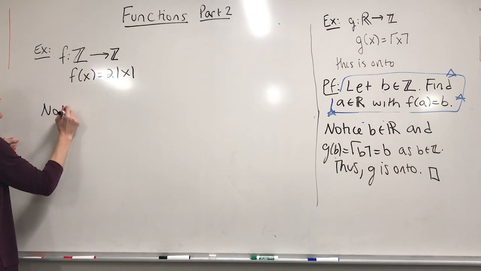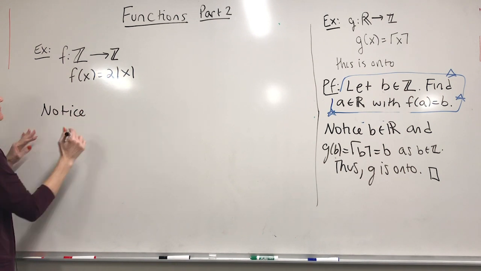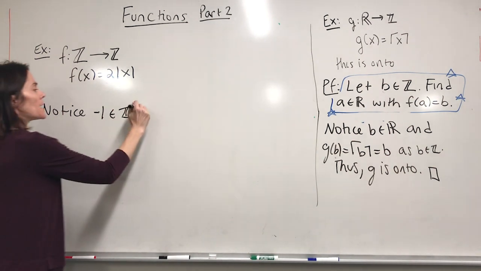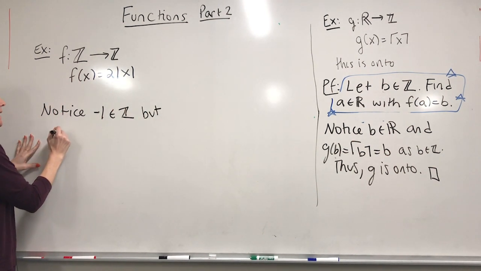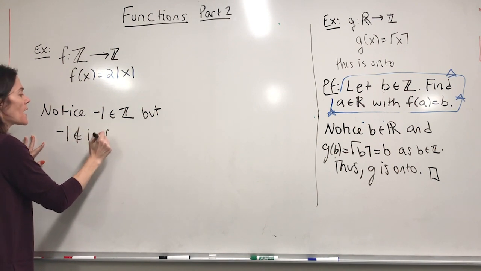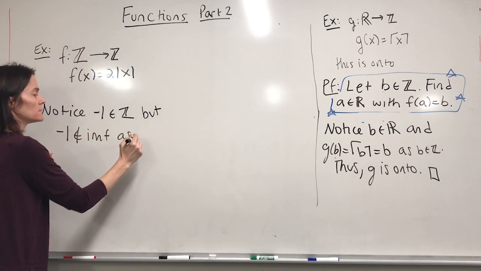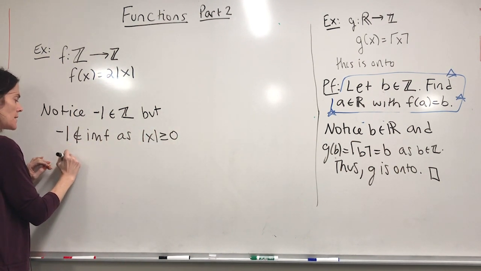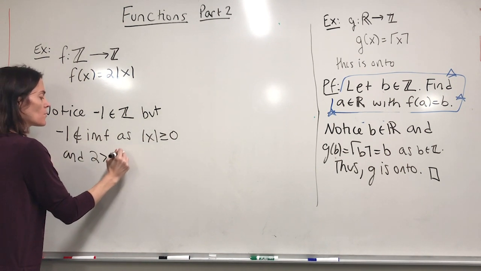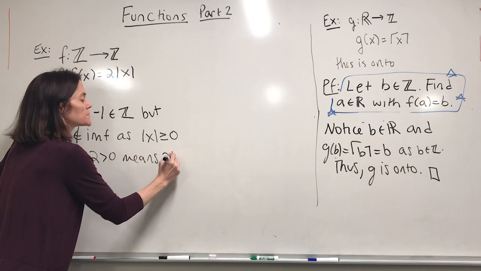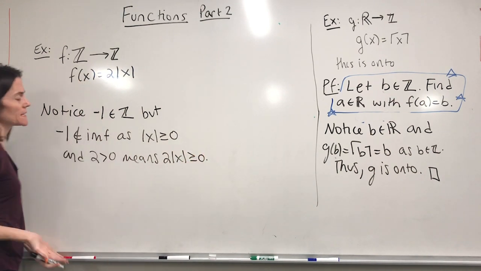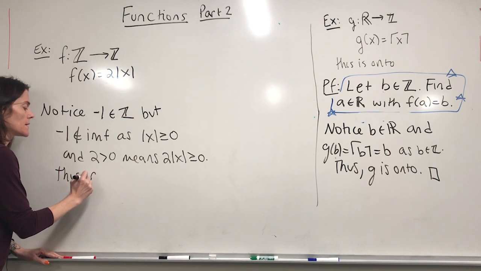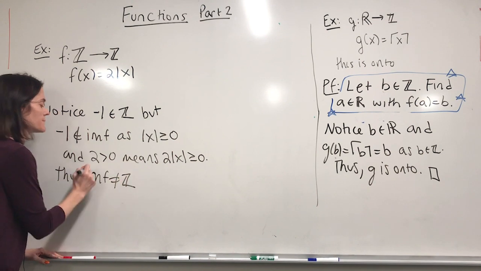So notice -1 is in Z, okay? But -1 is not in the image of f, as the absolute value of x is always greater than or equal to 0, and 2 is greater than 0, which means 2 times absolute value of x must be greater than or equal to 0. Something like this. Thus, the image of f is not equal to Z.